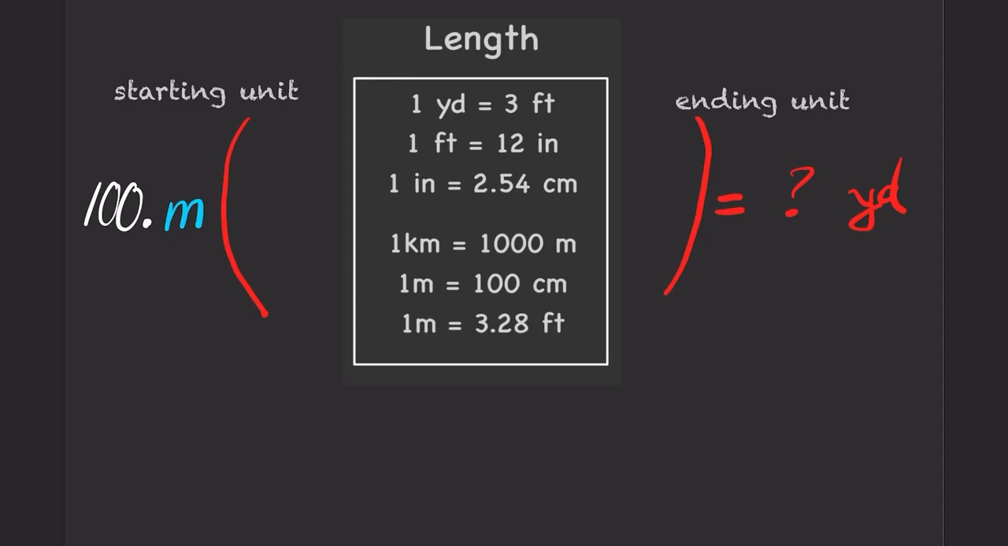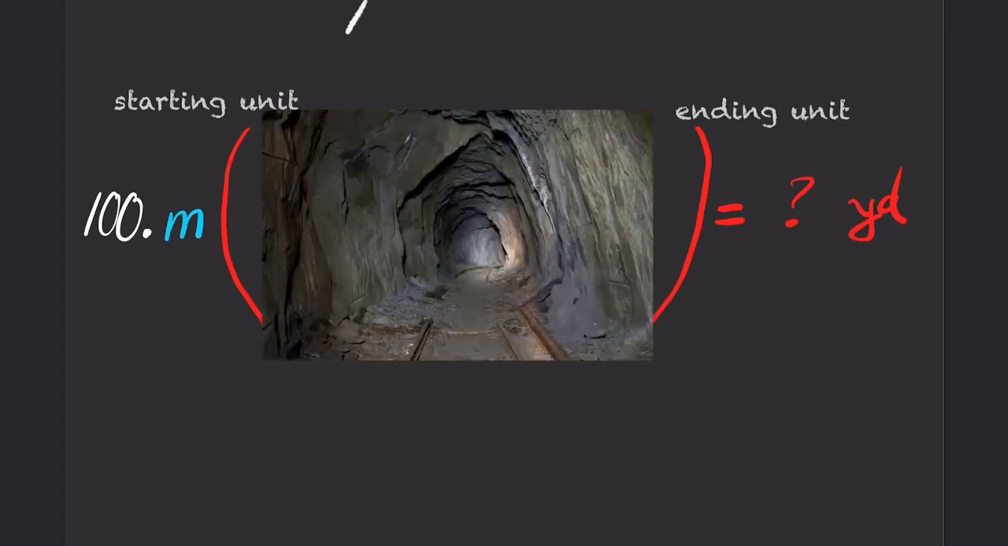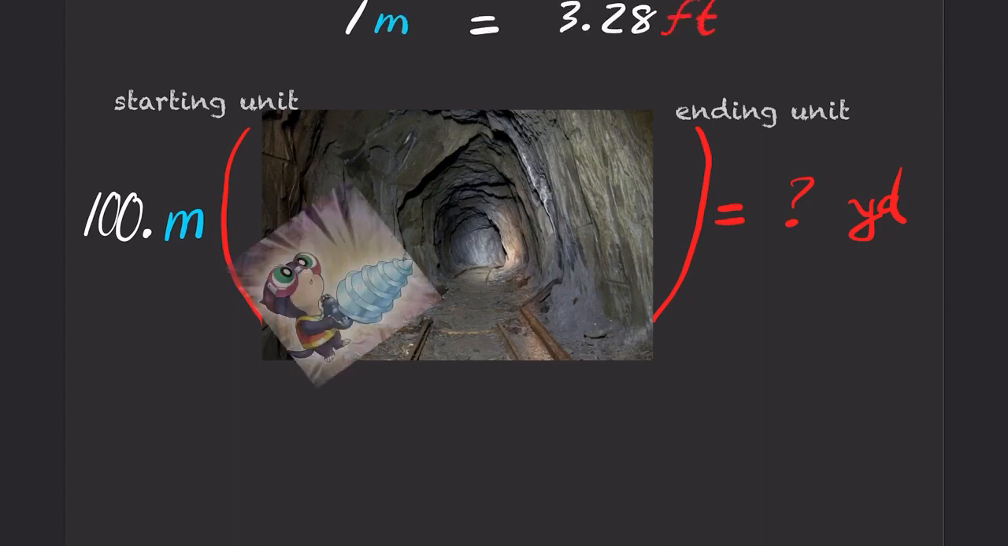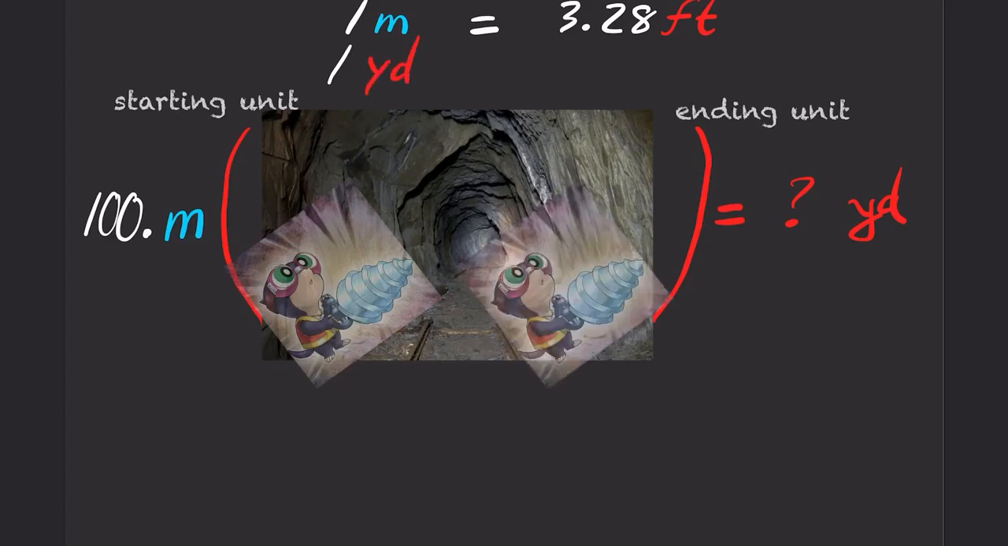From our table on measurement units of length, we don't see any direct relationship between meters and yards. But notice we do have a relationship between meters and feet from earlier. And we also have a relationship between feet and yards. So, using these two relationships, we can build 2 conversion factors to dig through our math tunnel.